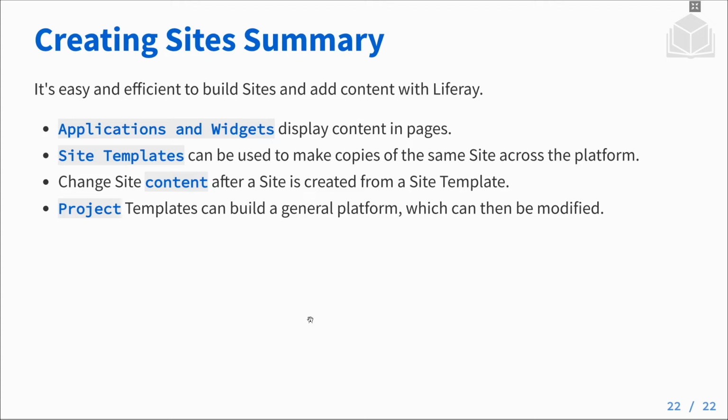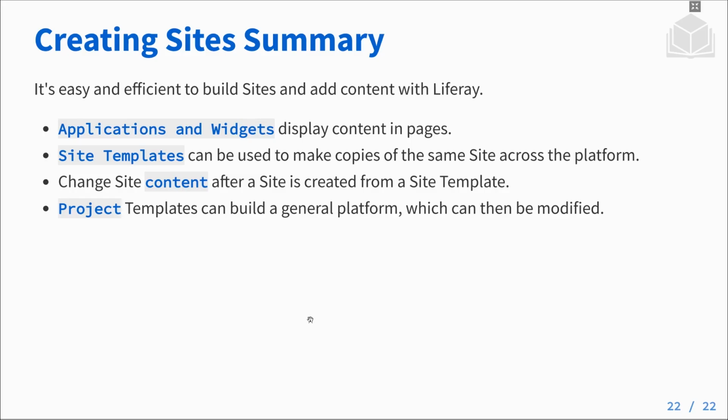Site templates can be used to make copies of the same site across the platform. Again, just think cookie cutter. Just cookie cutter your sites. You can change site content after a site is created from a site template. So if you create a site and put some content on the template, you can always swap it out if you want. And then project templates can build a general platform, which can then be modified. You can use those templates to get things up and running really quick, and then from there, change things up as you need.